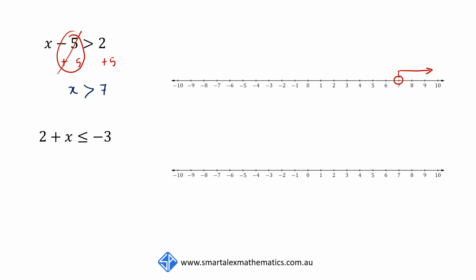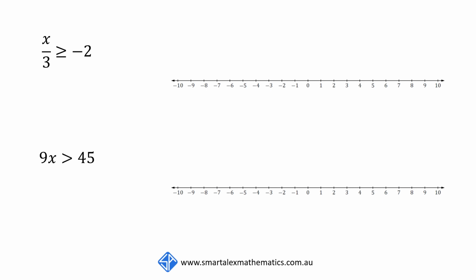For the second question, we've got 2 plus x is less than or equal to negative 3. Same process. First, we're going to subtract 2 from both sides. That's going to get rid of the 2. We're now going to have x on the left-hand side, and on the right-hand side, we're going to have negative 5. But because subtraction does not reverse the inequality sign, our solution will stay as x is less than or equal to negative 5. To represent this on the number line, this time we're going to have a closed circle at negative 5. For values less than negative 5, we're going to have the arrow pointing towards the left.